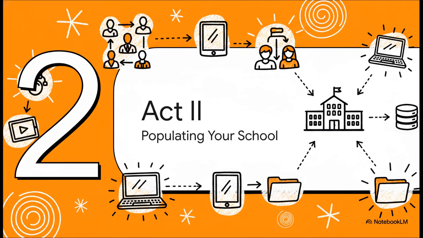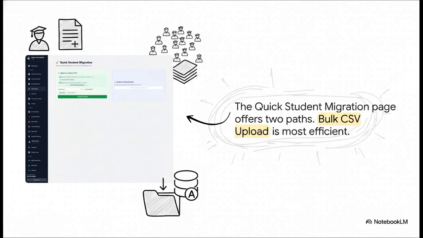Okay, so we've built the house. Now it's time to bring in the people. We're going to populate our new digital school with all of your student records. You've got 2 ways to add students. You can do it one by one, or you can do a bulk upload. And honestly, if you have more than, say, 20 students, the bulk CSV upload is absolutely the way to go. It's just so much more efficient.